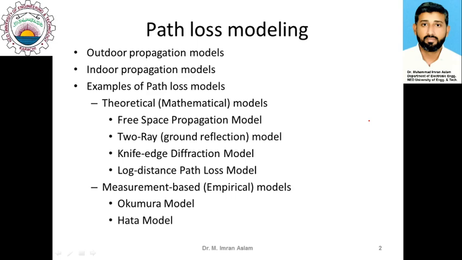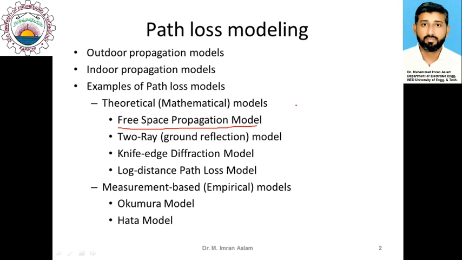Last week we started a discussion on mathematical modeling for path loss, and we started the discussion on the free space propagation model. We noticed that the received power in the free space propagation model is related to the square of the distance between transmitter and receiver. So if we increase the distance between transmitter and receiver, the received power gets reduced. We also took some examples related to this free space propagation modeling.